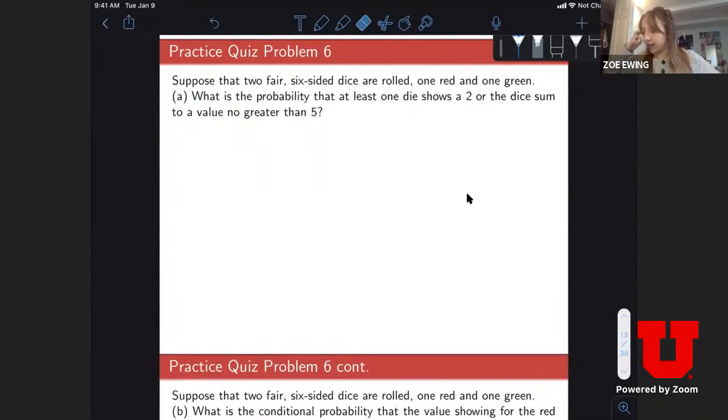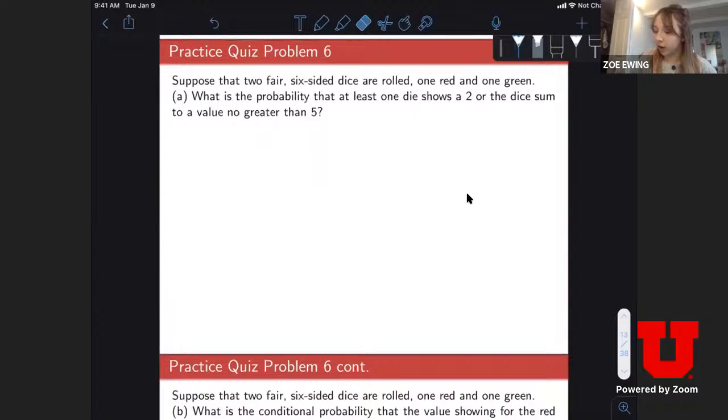Okay, so we have that 2 fair 6-sided dice are rolled, 1 red and 1 green. And we want to find what is the probability that at least one die shows a 2, or the dice sum to a value no greater than 5. So this is one of those rule of sums with overlap where we're going to have to find the probability of each of these cases and the probability of them combined.